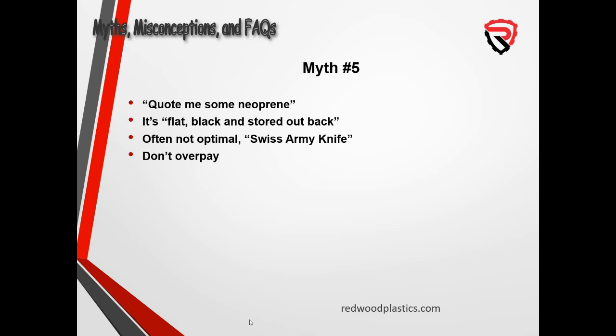what you actually need. So my takeaway point here: if you're trying to specify or buy a rubber, bring us your application. Don't just ask for a rubber blindly, especially if it's neoprene. Let us help. Let us make a recommendation.